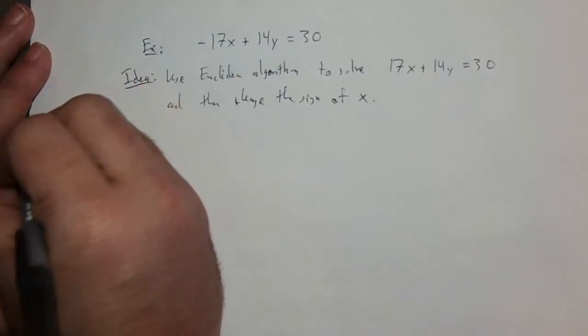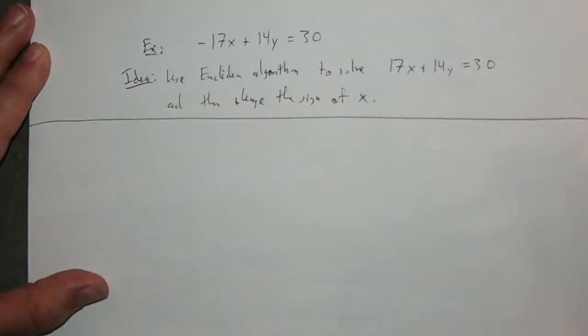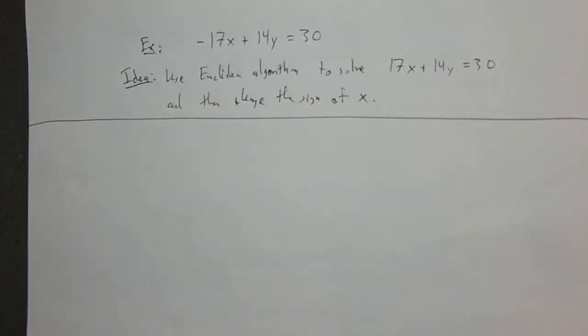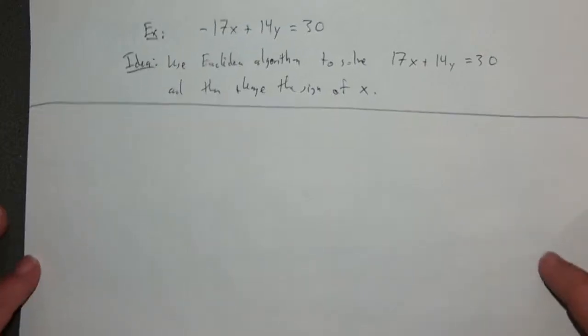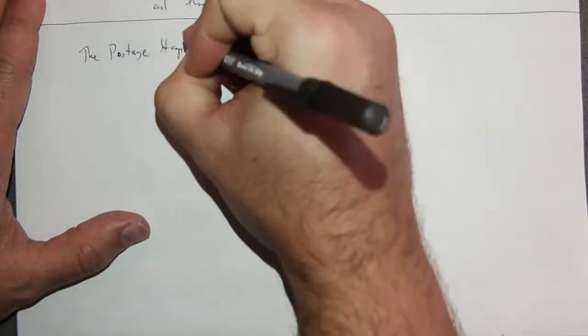Okay. So that is the end of solving that particular Diophantine equation. That's a useful tool to have in your toolbox to be able to solve equations like that. So here's a nice related question. This is the last section in this chapter, chapter 3. This is called the postage stamp problem.